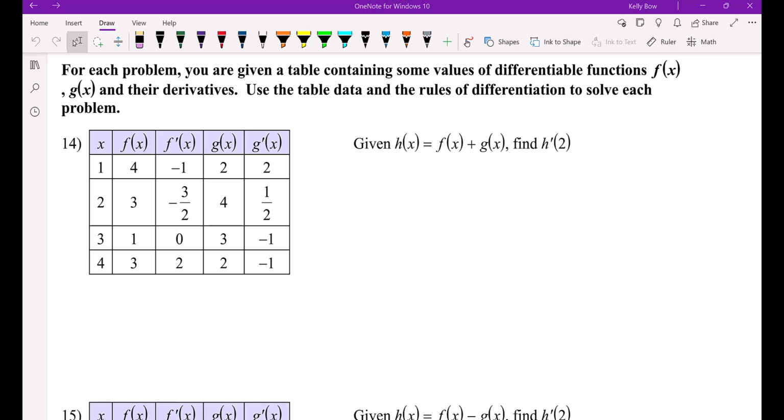Okay, the table method is where they're giving you values for x, values for y, when you've got two different functions and you have their derivative functions, and you use the given equation. So this says we need to find, given h of x, the derivative of h when the x value is 2.